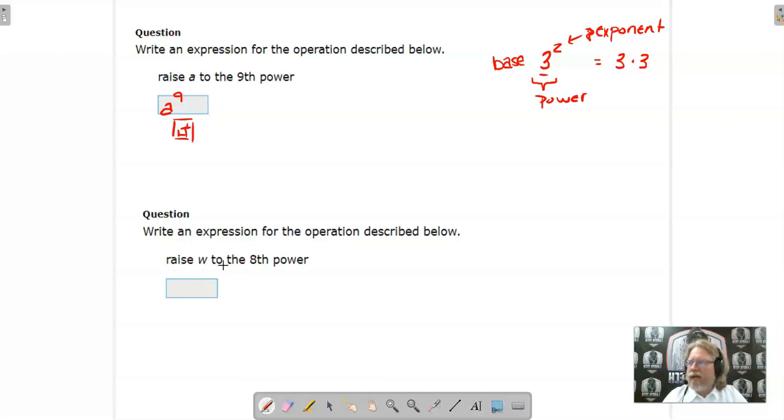So here we need to raise W to the 8th power. So we type in W, that's the base. We push that little button down here, our exponent button, and then that'll give us a box right here. And then we would type 8 into that box here. So W to the 8th is how we could read that.